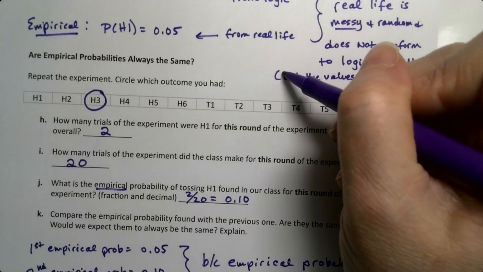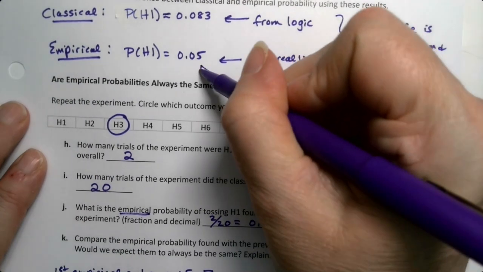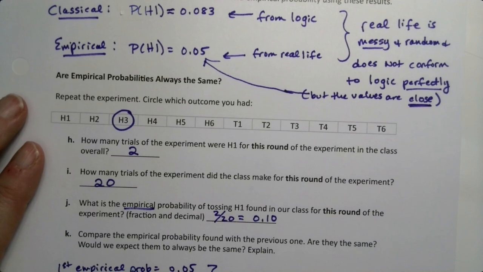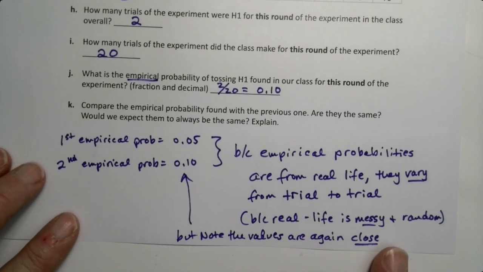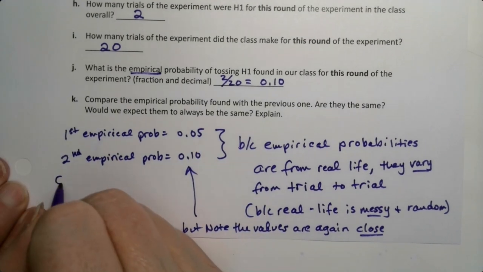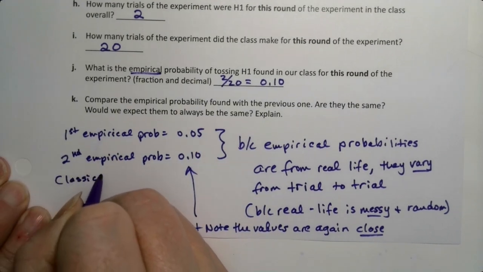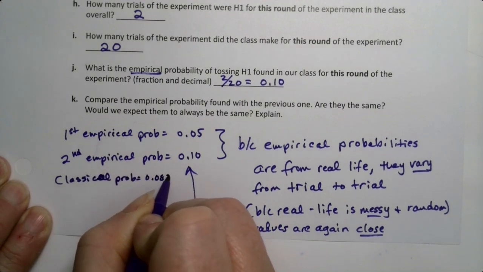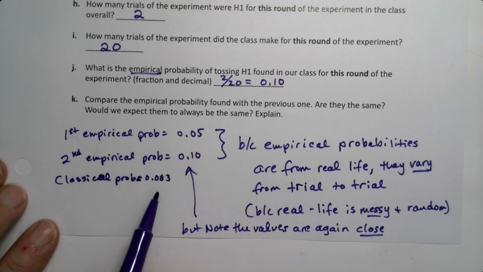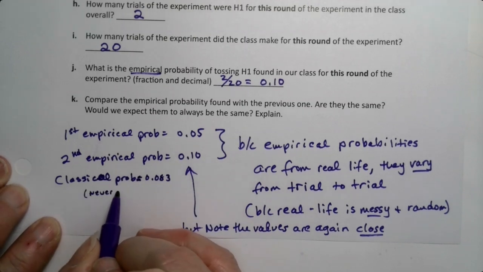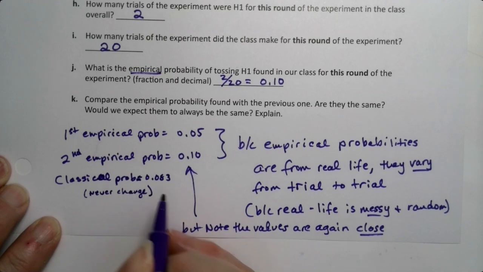I should have put that here. Those values, I was meaning those values, 0.03, 0.083 and 0.05. They're close, close-ish. Same thing with down here, right? They're not the same. That's okay. The classical probability, by the way, is still 0.083. That never changes, right? So the classical probability never changes. It's locked in stone as 0.083, right? So it is what it is. It will never change, right? This will never change unless you change the whole experiment, right? But for this experiment, that will never change.